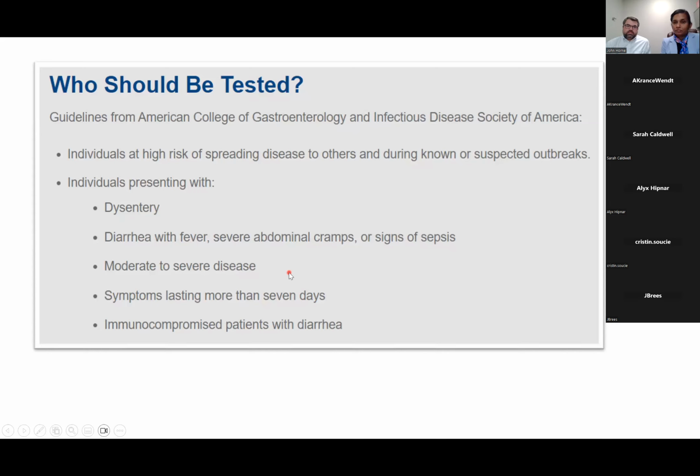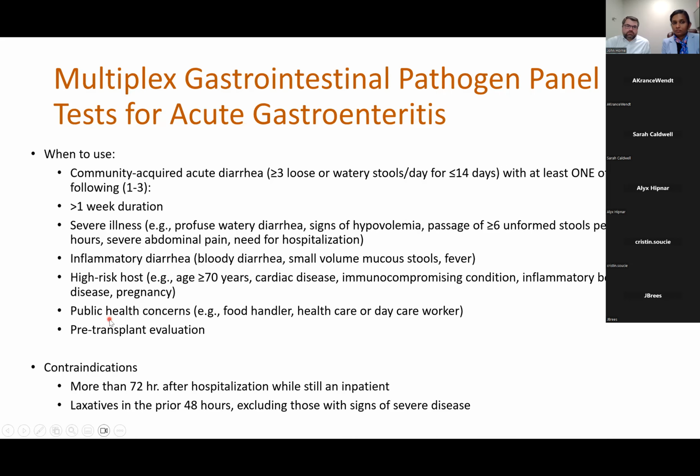So then who should be tested? Individuals at high risk of spreading disease to others, like investigation of outbreaks, and then patients with dysentery, diarrhea with fever, abdominal pain, signs of sepsis, moderate to severe disease, symptoms lasting more than 7 days, or immunocompromised. These are the same kind of patient criteria that we were talking about before, and patients that you want to make sure that you get a good diagnosis.